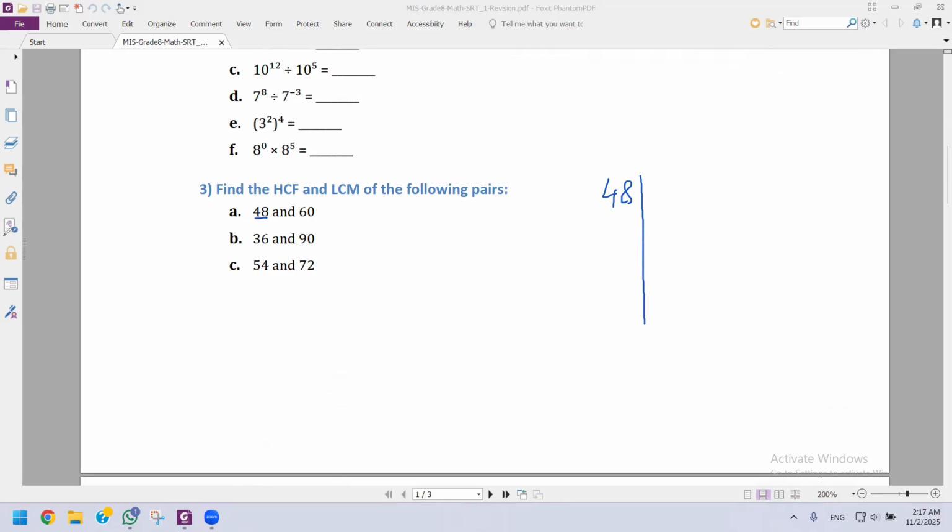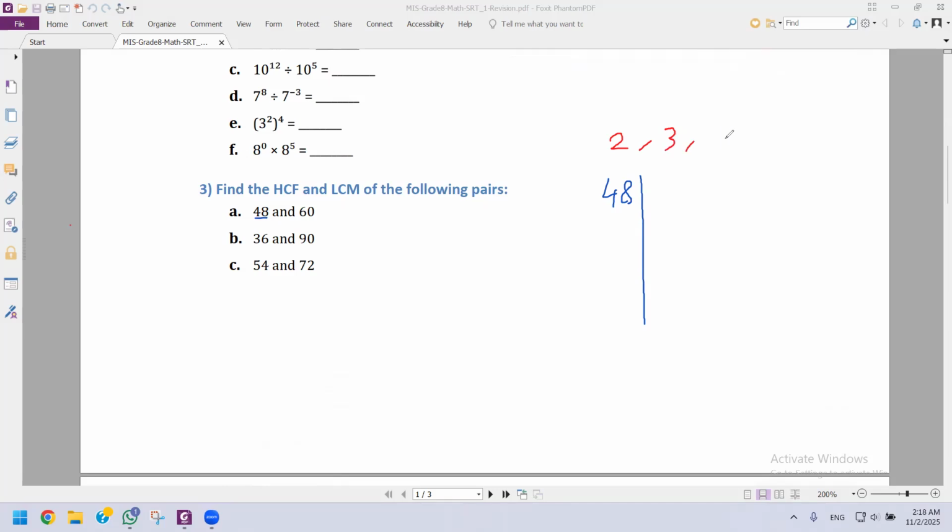Now, I divide 48 by prime numbers only. Okay, what are prime numbers? We forgot. Let's remember together. Prime numbers are the numbers that have only two factors. What does that mean? They can be divided by 1 and itself. For example, 2, we have only 1 times 2, or it can be divided by 1 and 2. 3, it's 1 times 3.